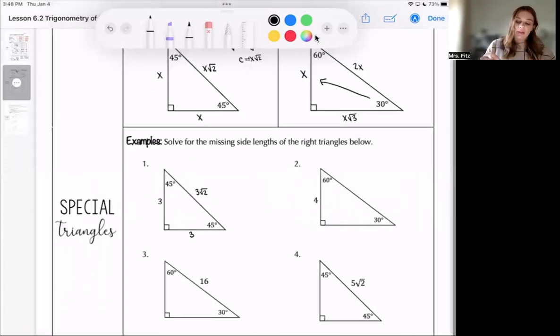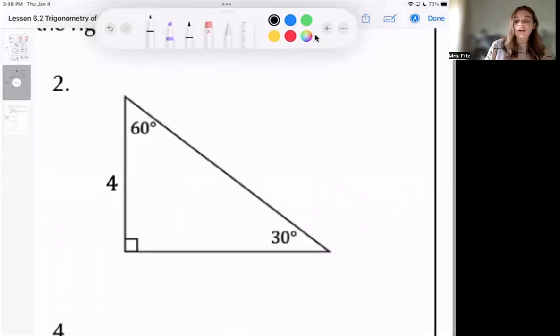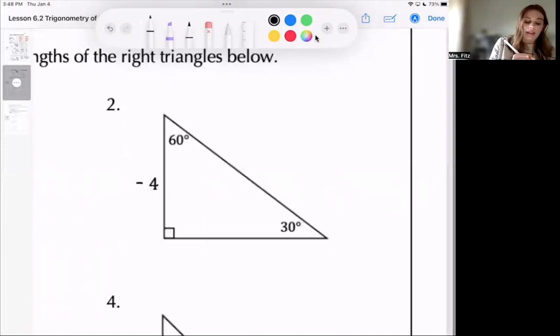Okay, let's look at number 2. We have a 30, 60, 90. We're given the side opposite of 30 degrees, which is great for us. That's the one we like to start with. That's our x. We double it, right, to get our hypotenuse, and we multiply it by √3 to get that leg. So this leg is just 4 √3, and the hypotenuse is double 4, which is just 8.